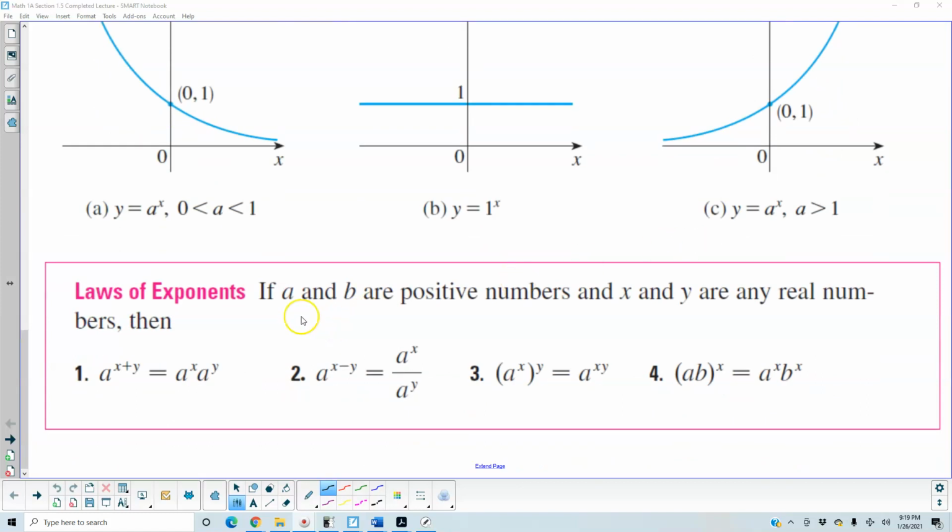Now, the laws of exponents. If a and b are positive numbers, and x and y are any real numbers, then let's look at the following. Number 1, a^(x+y) = a^x times a^y. Number 2, a^(x-y) = a^x divided by a^y. Number 3, (a^x)^y = a^(xy). And number 4, (ab)^x = a^x times b^x.